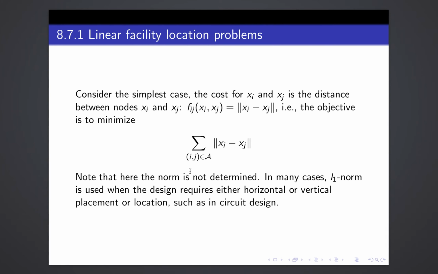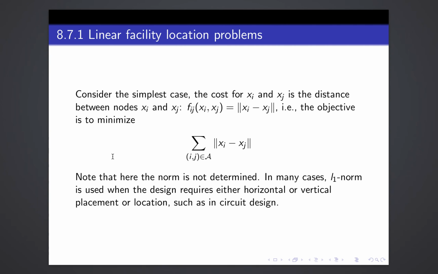So the first part is the simplest part. It's called the linear facility location problem. So we consider the simplest case. The cost for xi and xj is the distance between nodes xi and xj. That is to say, Fij equals the norm of xi minus xj, i.e. the objective is to minimize such a summation of the norms.